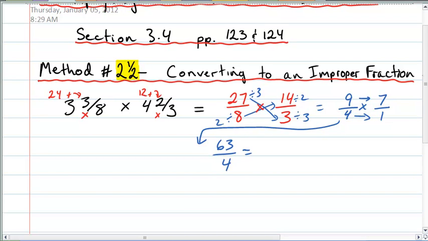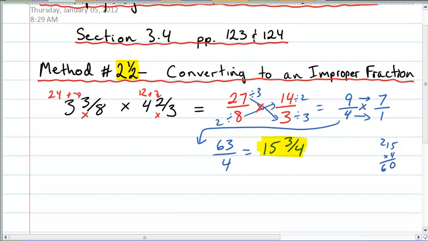which equals, 4 goes into 63, I think, 15 times. 4 times 15 is 60, right? So our answer is 15 and 3/4. That's what we have left over, right?